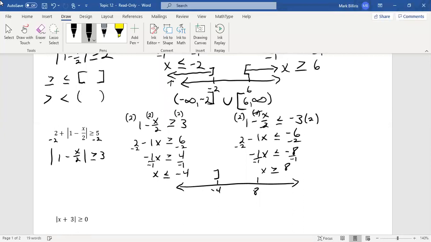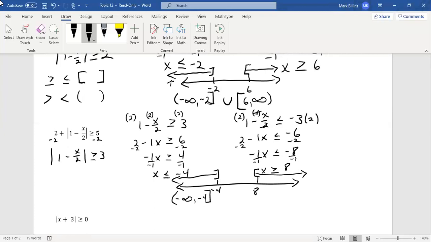So I use brackets, and the values less than are to the left. For 8, I also use a bracket, and the values that are greater than are to the right. So to write my interval, the point furthest left in the first interval is -infinity, and I use parentheses. My point furthest right is -4, and since it's included, I use brackets.